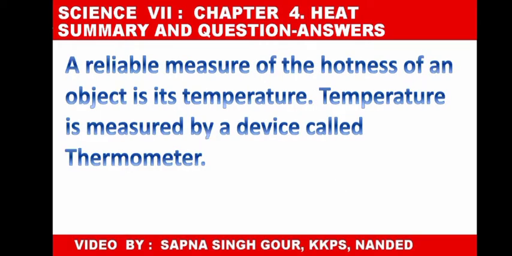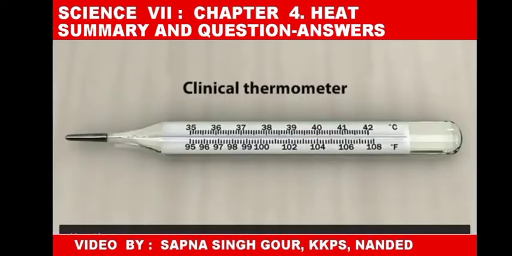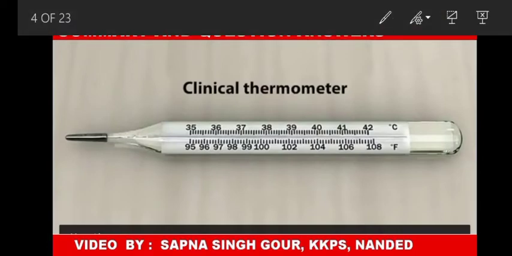A reliable measure of the hotness of an object is its temperature. Temperature is measured by a device called thermometer. So what is temperature? Temperature is a measure of the degree of hotness of an object. The thermometer that measures our body temperature is called a clinical thermometer.